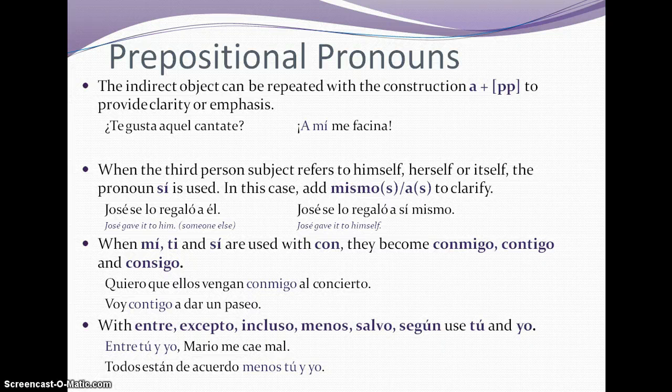And finally, we have some prepositions that require us to use tú or yo instead of ti and mí. Those prepositions are entre, excepto, incluso, menos, salvo, and según. And I'm giving you a couple of examples. So entre tú y yo, Mario me cae mal, which means between you and me, I can't stand Mario. Or todos están de acuerdo menos tú y yo. Everyone is in agreement except you and me.